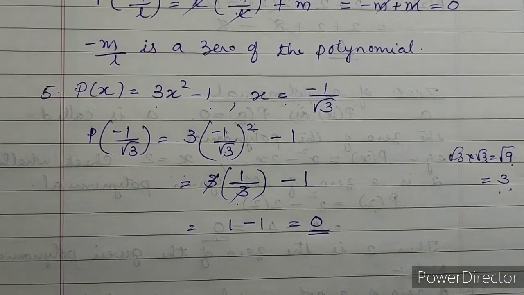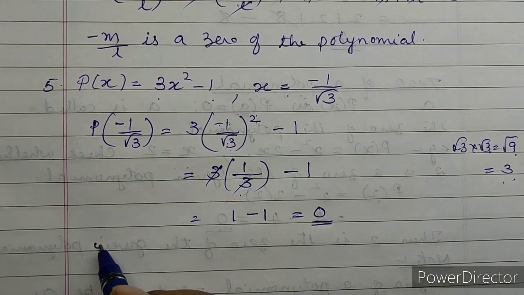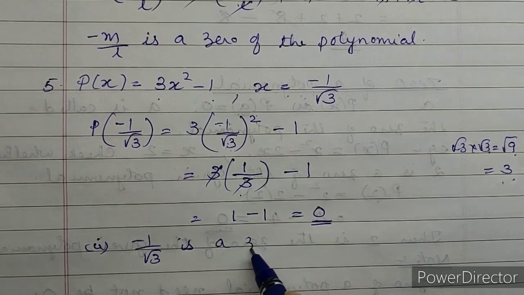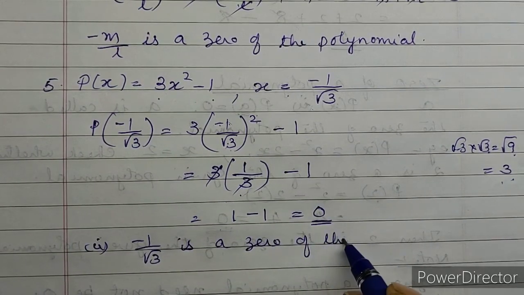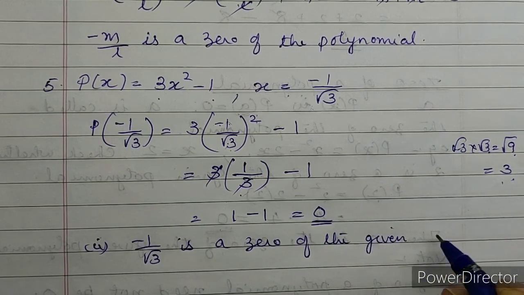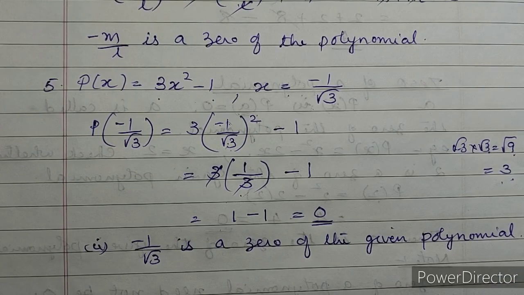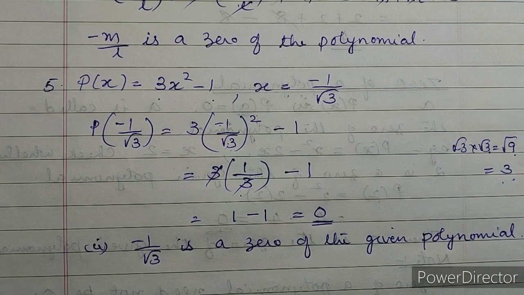So if the value is 0, what conclusion can you write? That minus 1 by root 3 is a 0 of the given polynomial. So hope you understood this. The 0 of a polynomial, how to find the number, they will give in the question only.